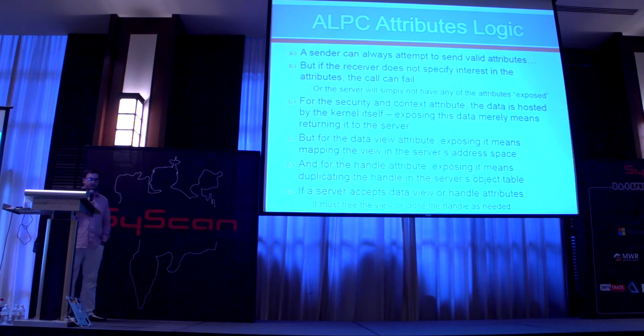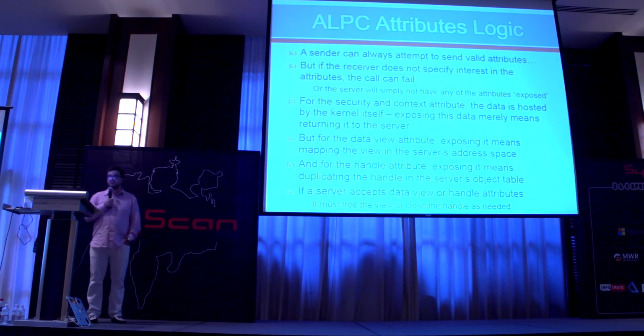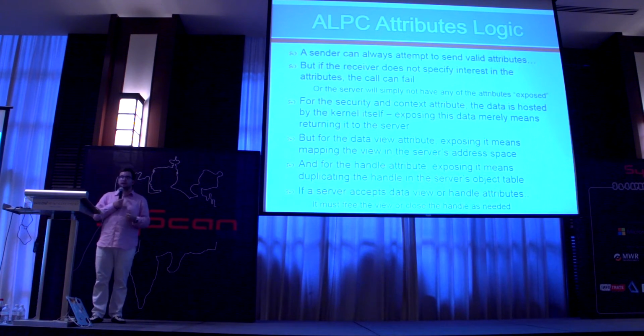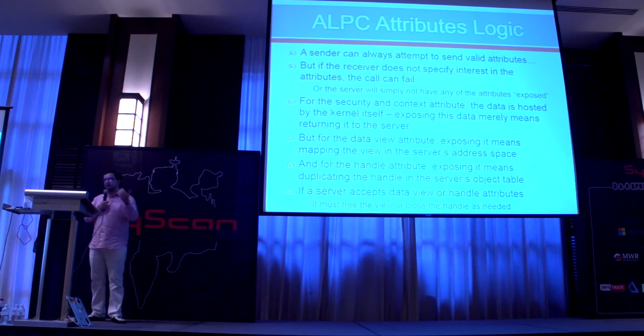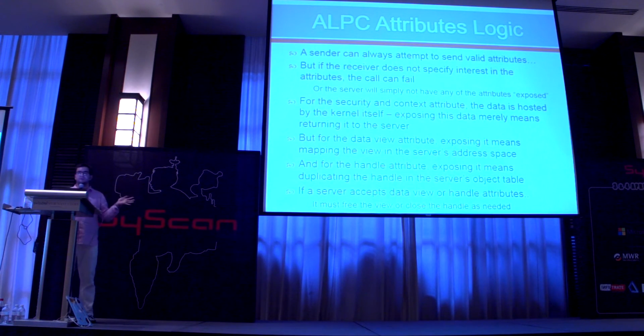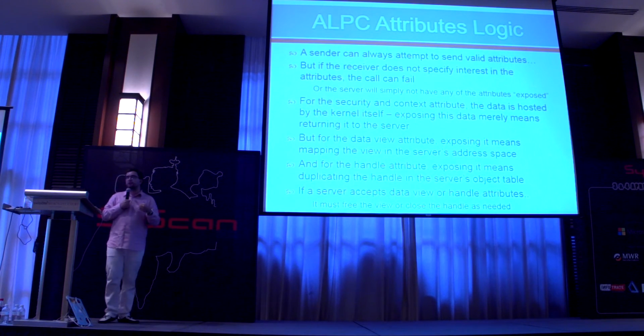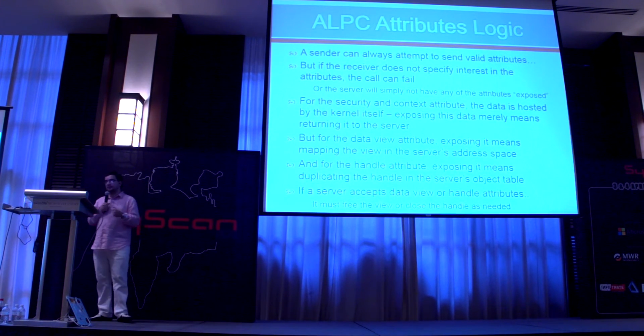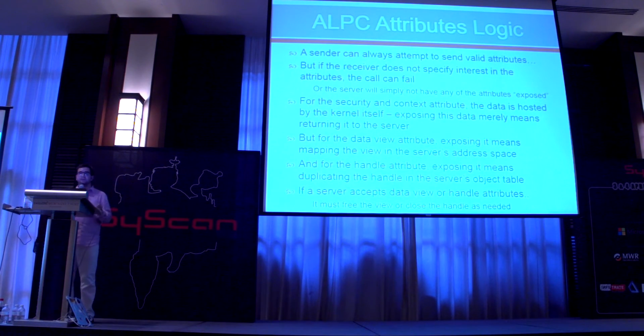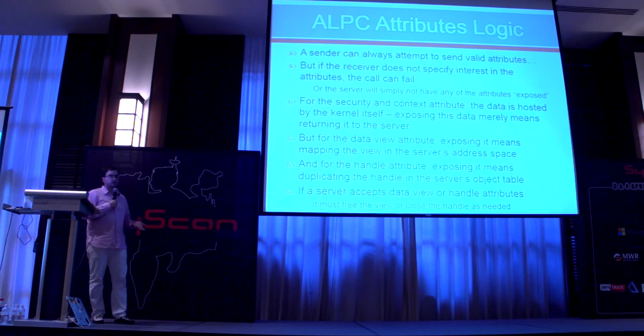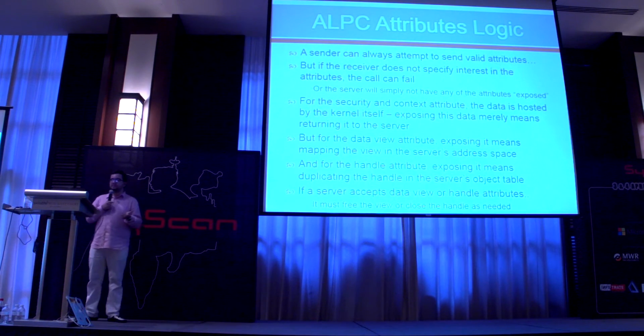In other words, if I have, let's say, a data view attribute, I'm saying, here's a shared memory section that I want you to share, and I'm sending you a message with that attribute, and on the receiving side, you're saying, I don't want to receive any shared memory sections from you. Then that section simply will not be mapped. On the other hand, if you accept an attribute, then the kernel will fill in some data, or will take action based on that attribute. So if you're saying you want a context attribute, the kernel will generate a sequence number, the kernel will generate a message ID, and you're going to get that data. If you're saying that you want a security attribute, the kernel will capture the token, will capture the SID, and will send that to you. So that's not so bad.